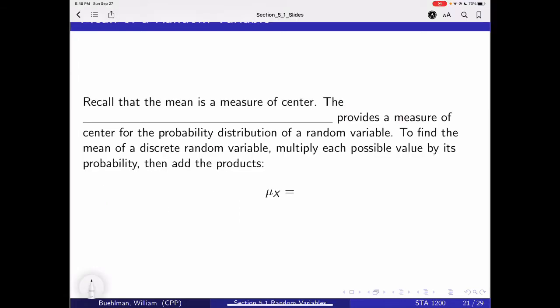Recall that the mean is a measure of center. The mean of a random variable provides a measure of the center of the probability distribution of a random variable. To find the mean of a discrete random variable, multiply each possible value by its probability and then add these products. So mu of x of a random variable is equal to the summation of each x times the probability of that x happening.